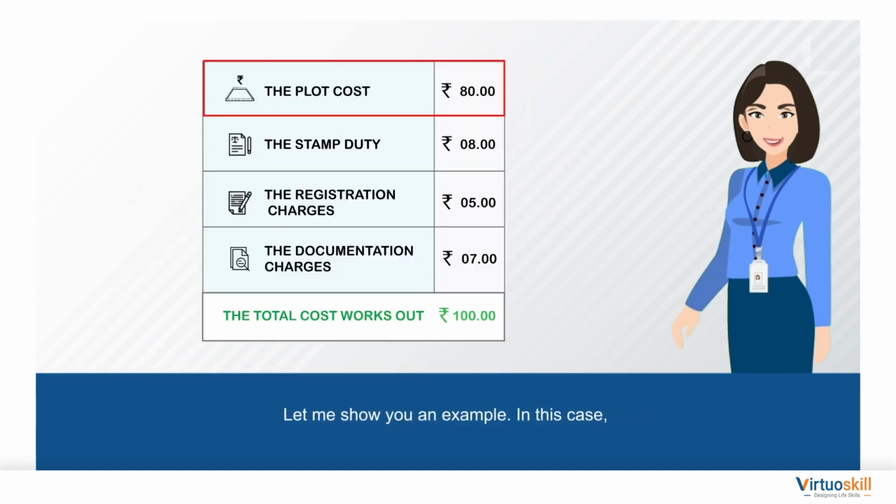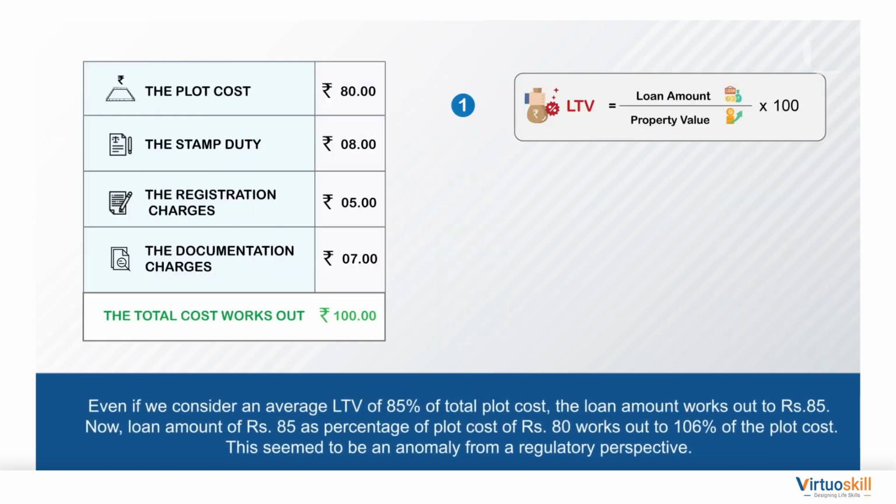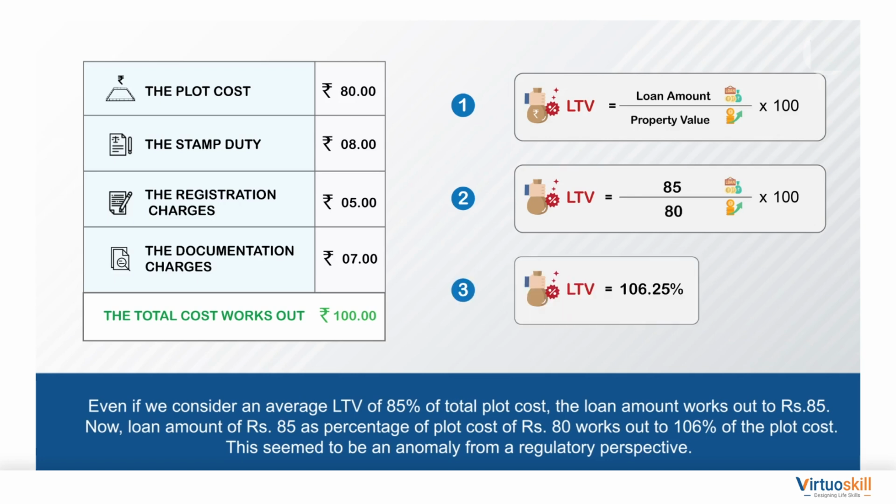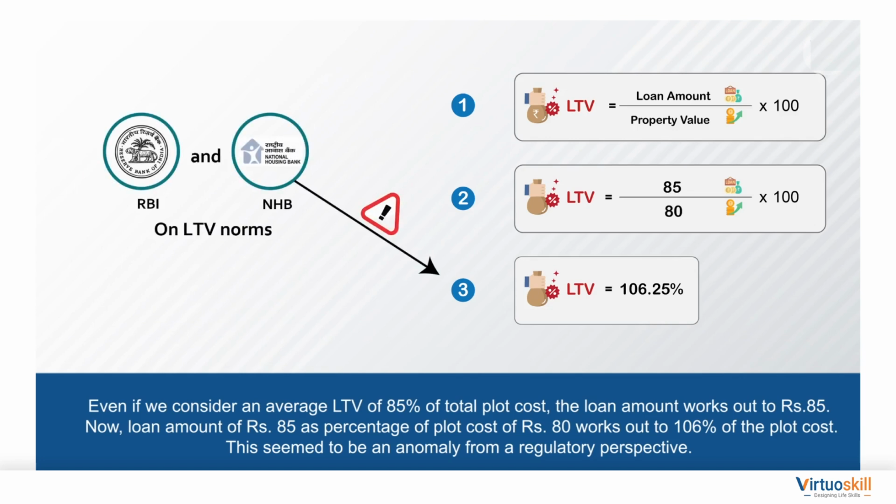In this case, the plot cost is Rs 80. The stamp duty is Rs 8. The registration charges is Rs 5. The documentation charges is Rs 7. The total cost works out to Rs 100. Even if we consider an average LTV of 85% of total plot cost, the loan amount works out to Rs 85. Now, loan amount of Rs 85 as percentage of plot cost of Rs 80 works out to 106% of the plot cost. This seemed to be an anomaly from a regulatory perspective.